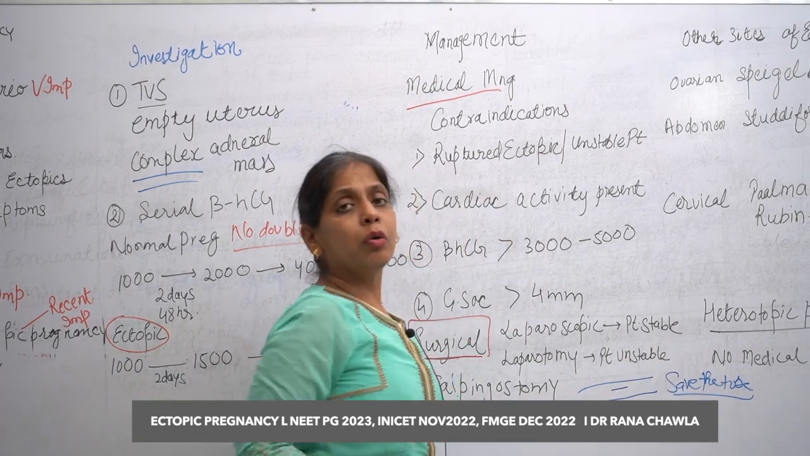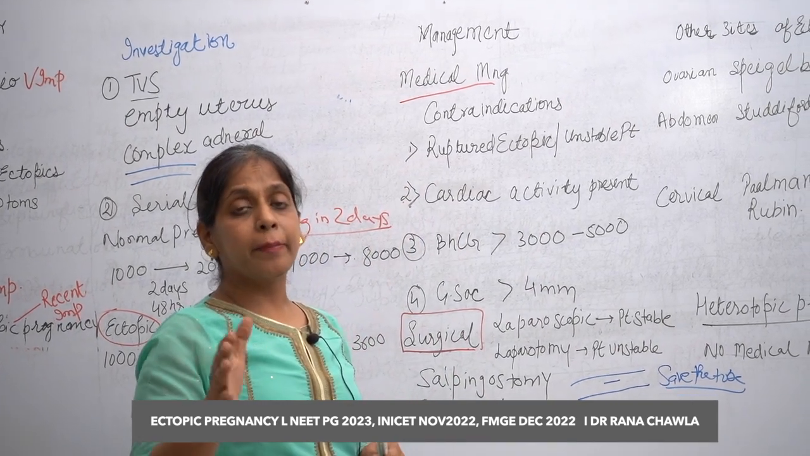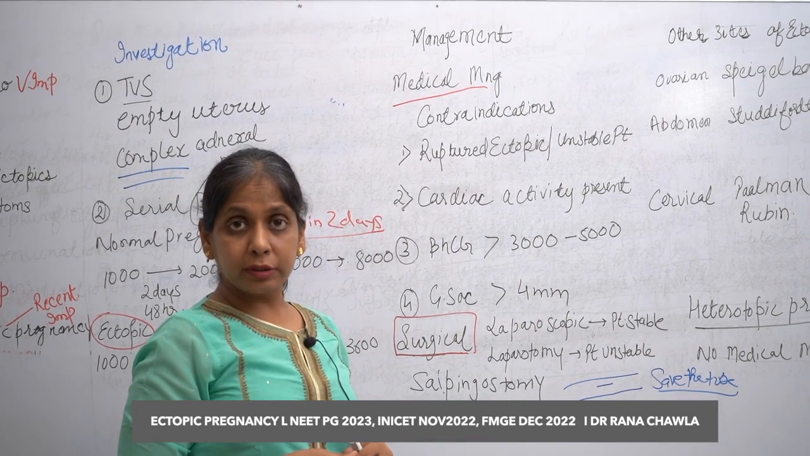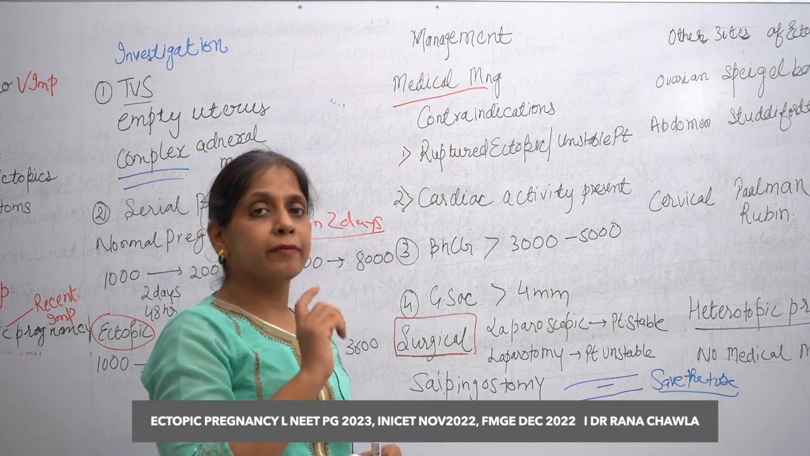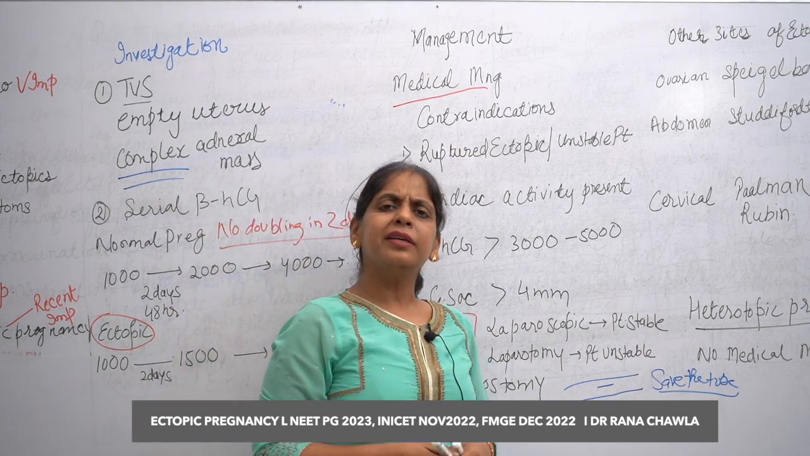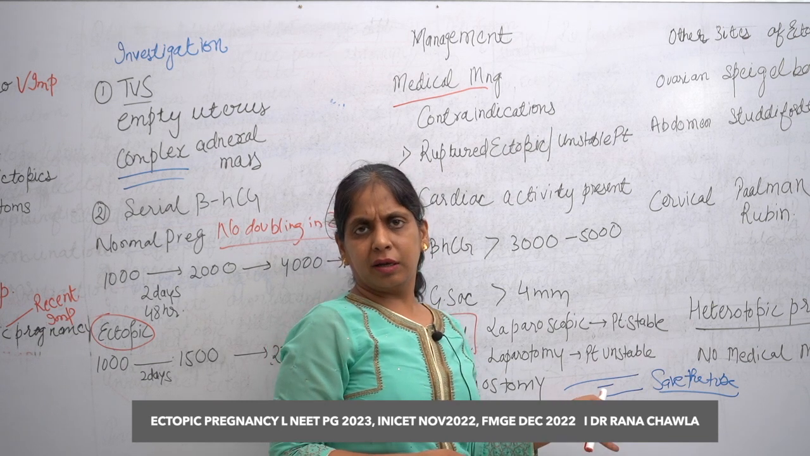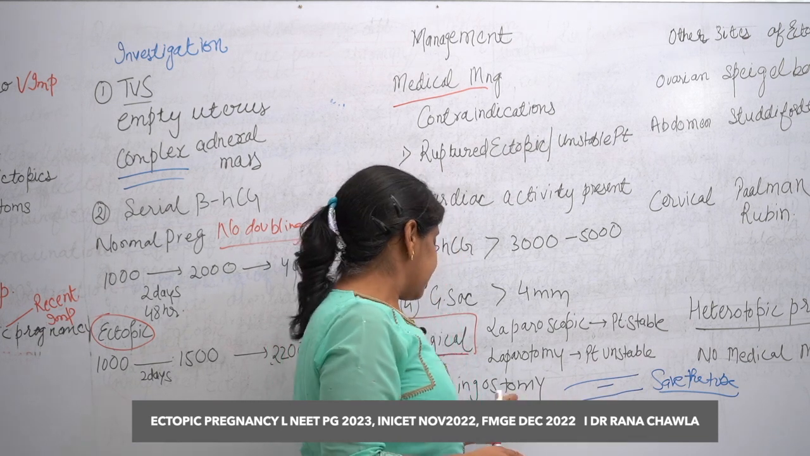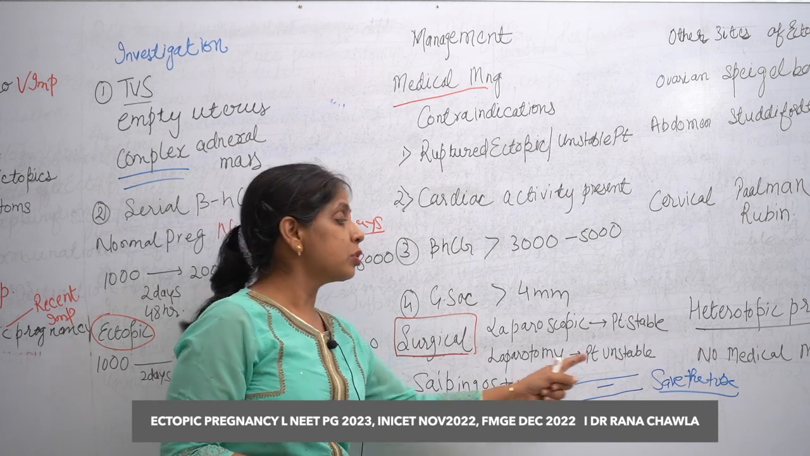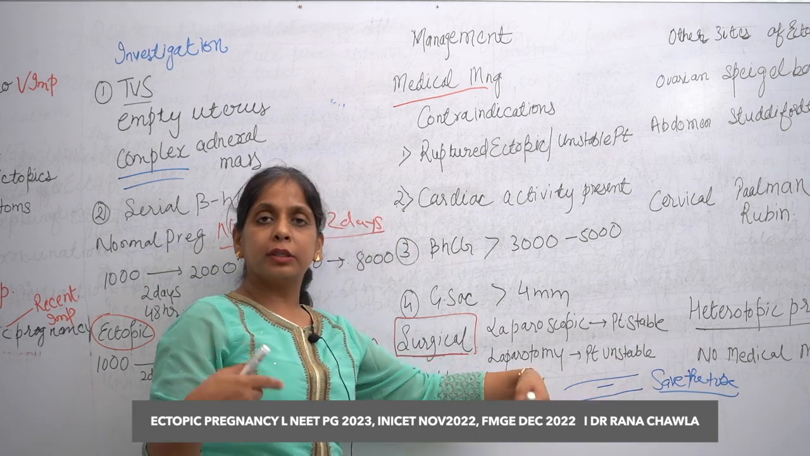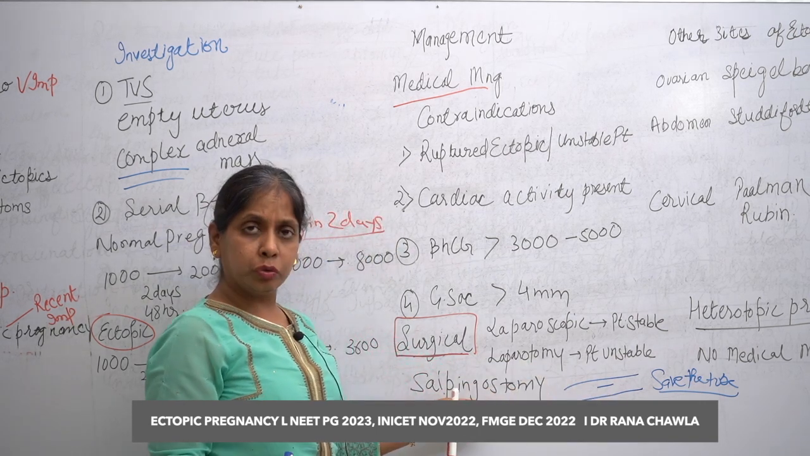Okay, so we are only going to do the surgery if the pregnancy is unruptured and the patient wants to save the tube. If the family is completed, then why do the surgery? Because the intention of this surgery is to save the tube for further pregnancy. If the family is complete, why do this surgery?